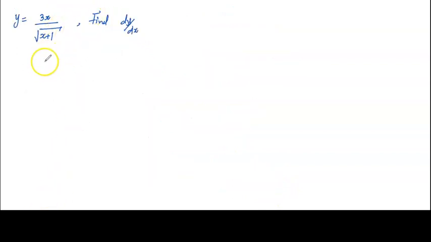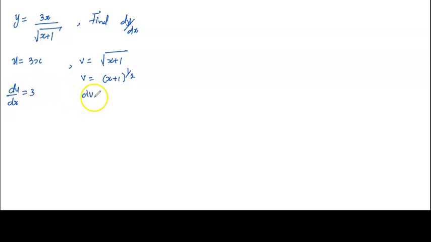Let us take a look at another example. y equals 3x over the root of x plus 1. You can see here our u is equal to 3x and our v is the square root of x plus 1, which we can write as v equals (x plus 1) to the power of a half, in order to make our differentiation easy. So we have du/dx here as equal to 3, and then you have dv/dx here as equal to a half times (x plus 1) to the power of negative a half.